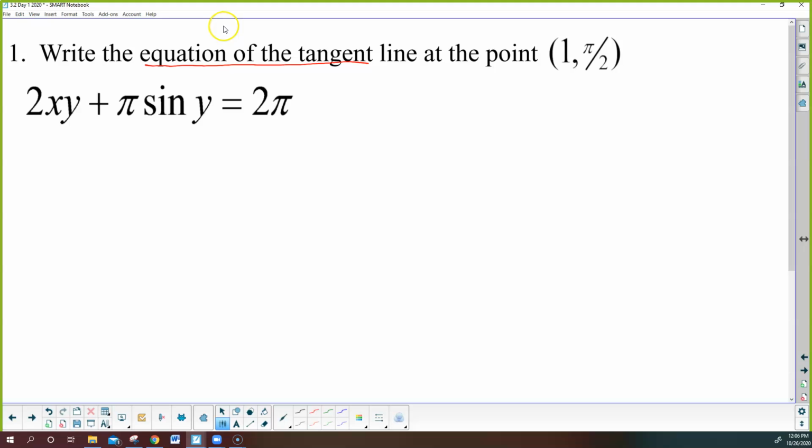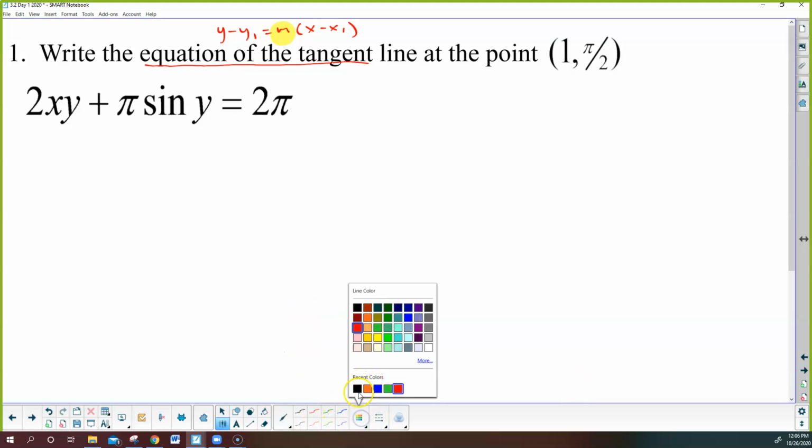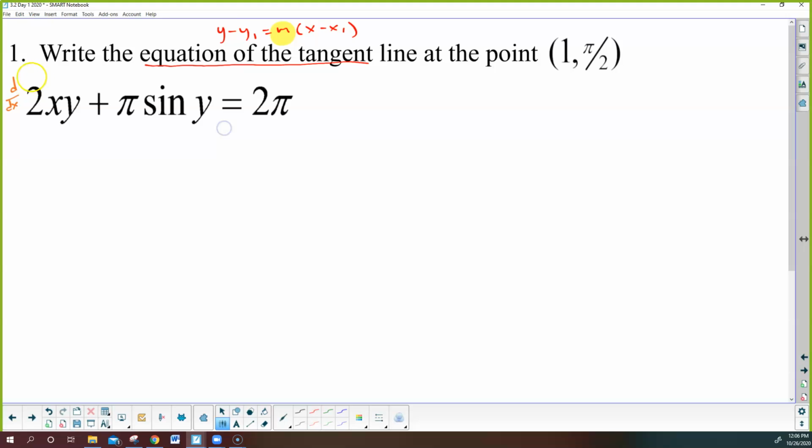Right. Okay, so what do we need to write the equation of a tangent line? We need a point and we need a slope, but the connection with what we're doing today is right here. Slope, isn't that the same as dy/dx? So I just need to find dy/dx, and notice I've got a lot of things going on here. So I have to take the derivative of this whole mess.